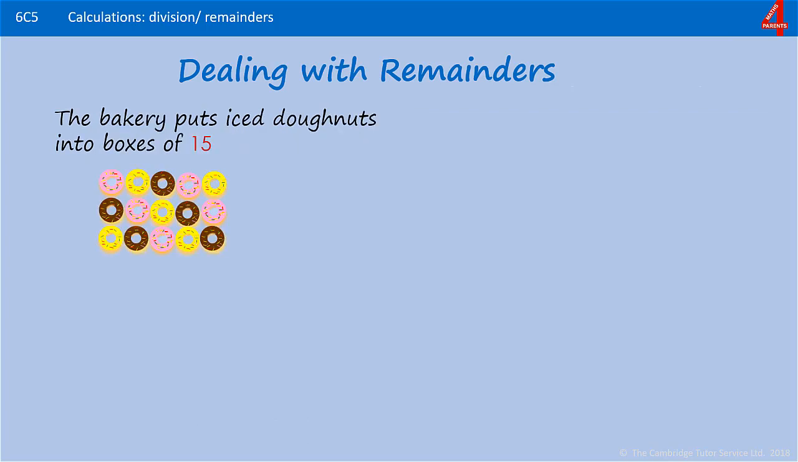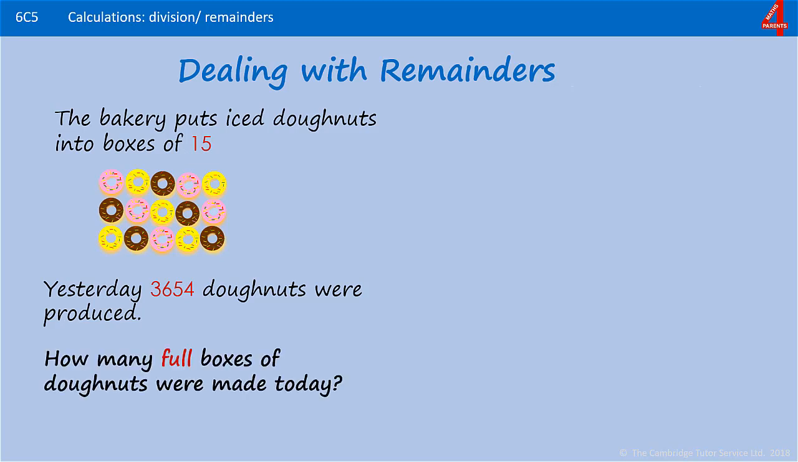This one's for you to try. The bakery puts iced donuts into boxes of 15. Yesterday, 3,654 donuts were produced. How many full boxes of donuts were made today? Pause the video, have a go.